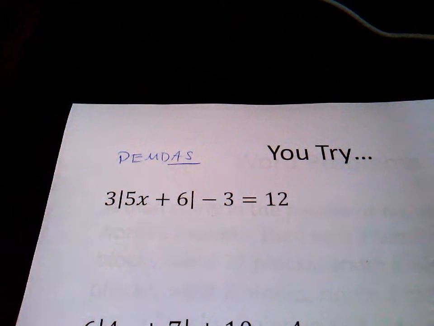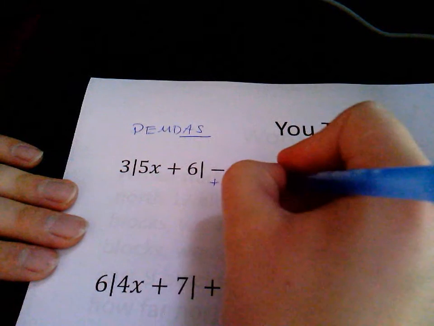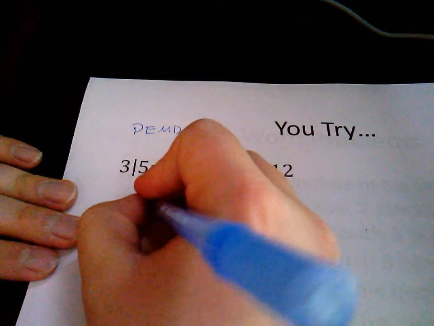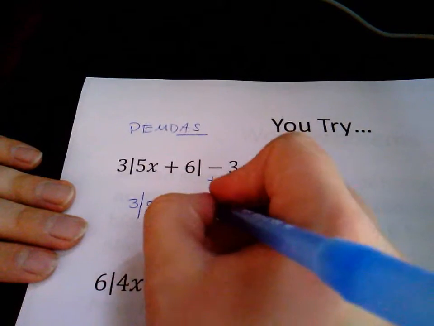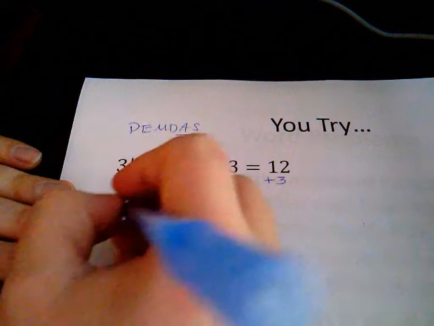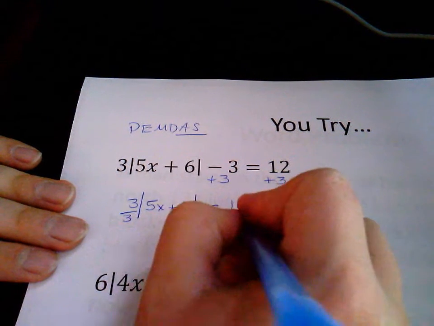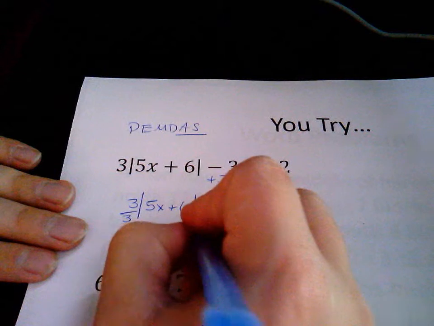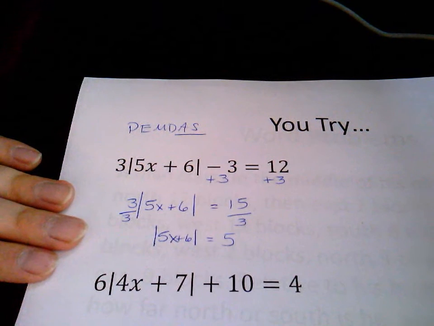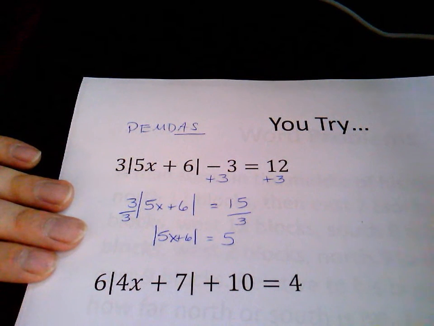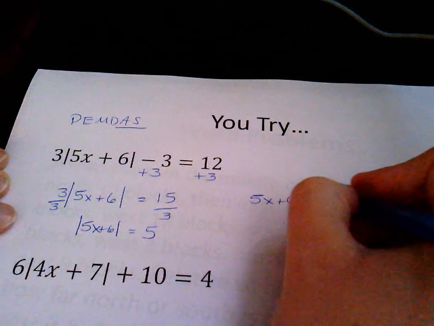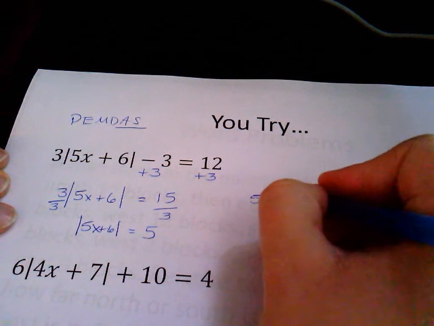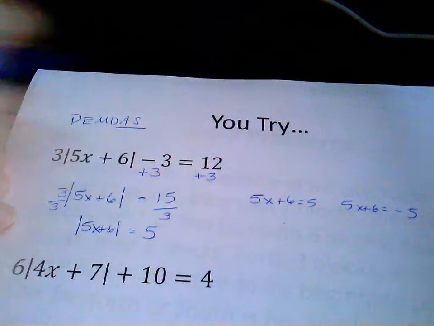So let me do it quickly for you. Plus 3 on both sides. So we're left with 3 times the absolute value of 5x plus 6 equals 15. Next, get rid of the 3. Now you have 5x plus 6 equals 5. From there, all you'd have to do is make 2 answers: 5x plus 6 set equal to 5 and -5. And you would just solve.